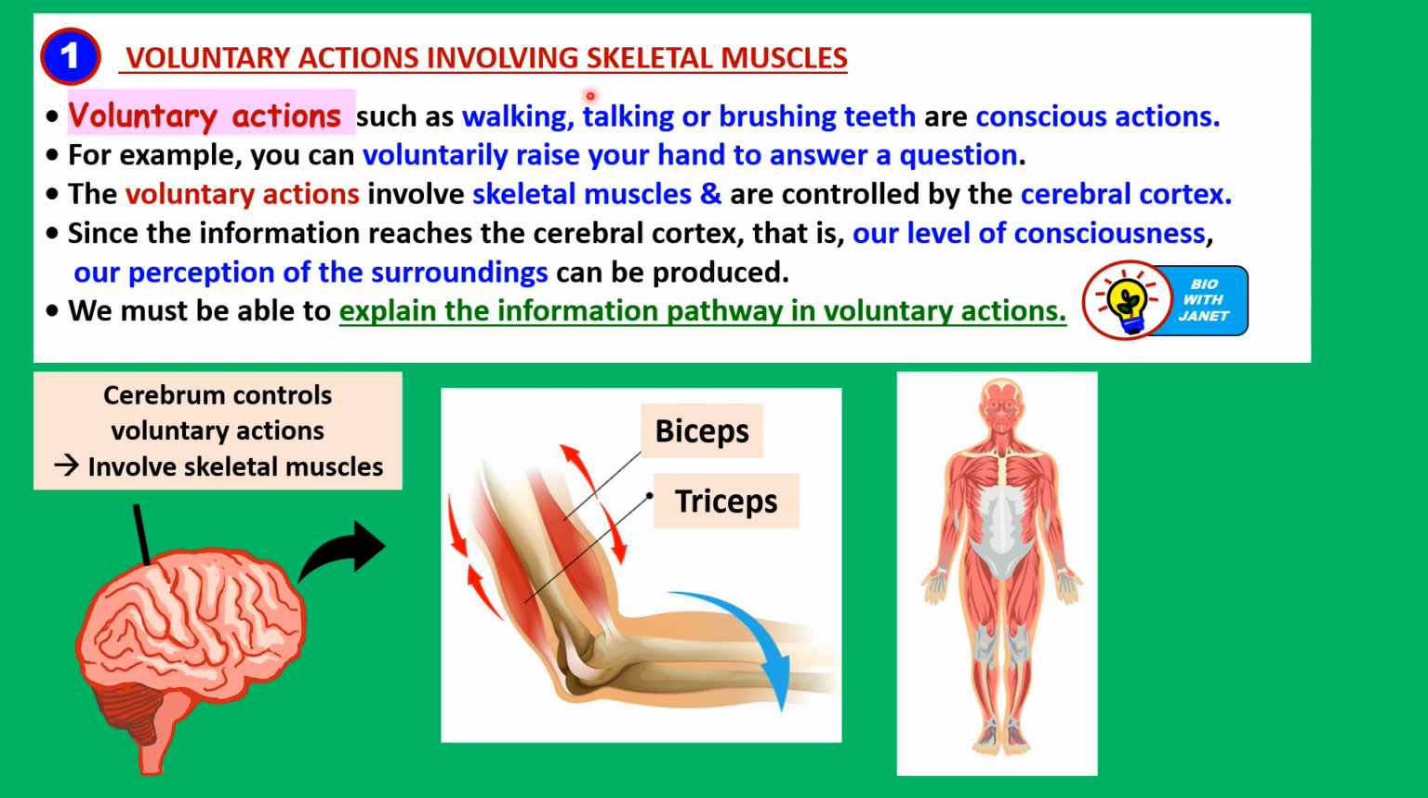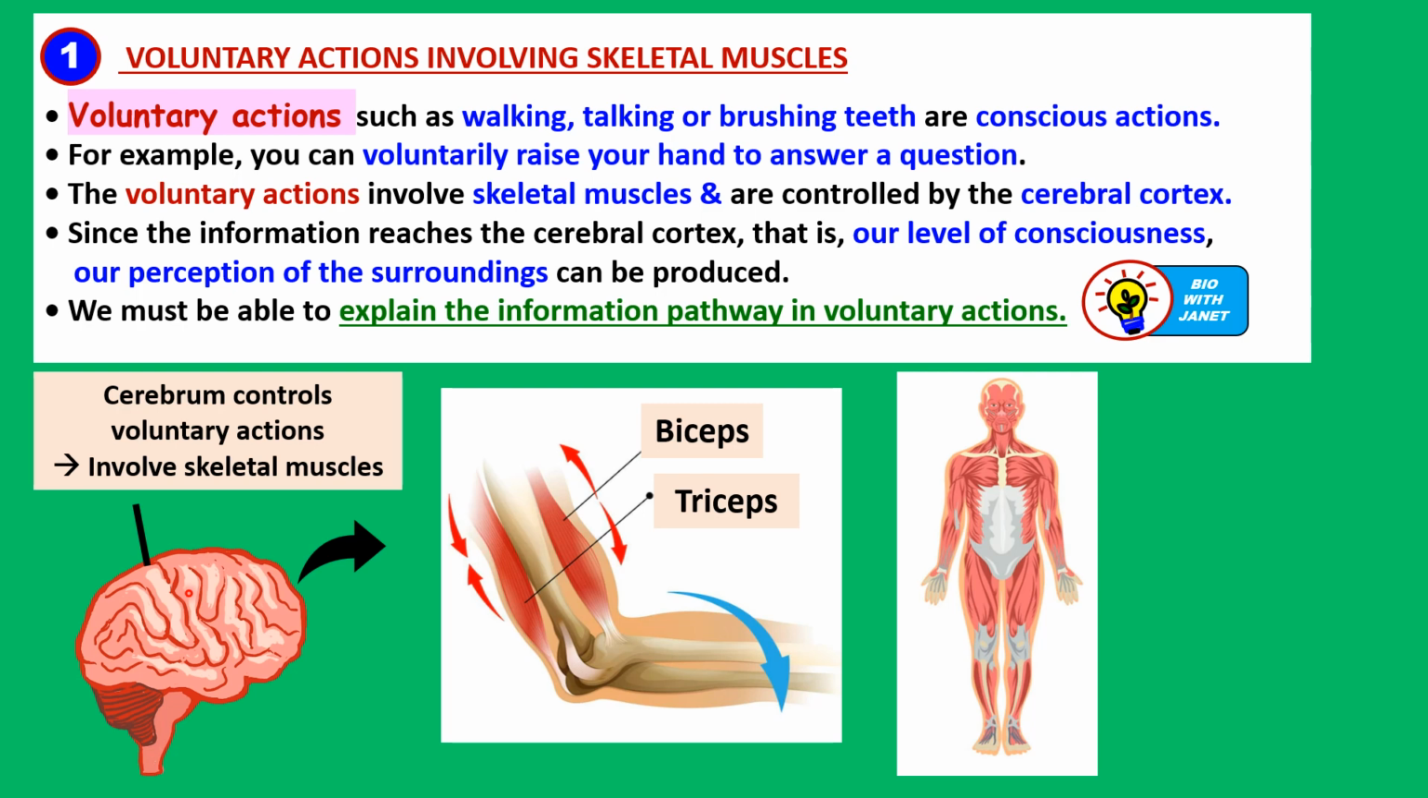Now, voluntary actions involving skeletal muscles. Voluntary actions such as walking, talking, and brushing teeth are all conscious actions that we are aware of when we are doing it. For example, you can voluntarily raise your hand to answer a question. And voluntary actions involve skeletal muscles that are attached to our bones, and they're controlled by the cerebral cortex, which is the outermost layer of the cerebrum, right? Since this information reaches the cerebral cortex, that is our level of consciousness, our perception of the surroundings can be produced, and we are aware of the action when we are doing it. Okay, and we can also control it. We can start it and stop the action.